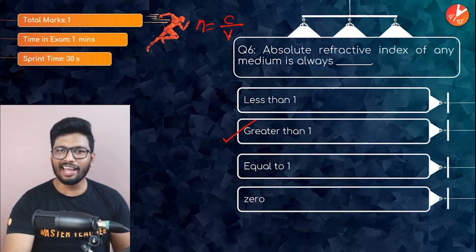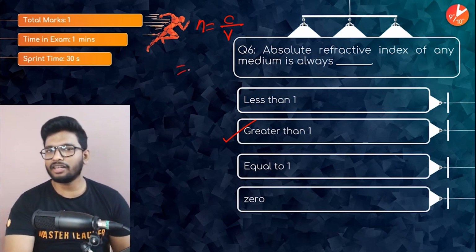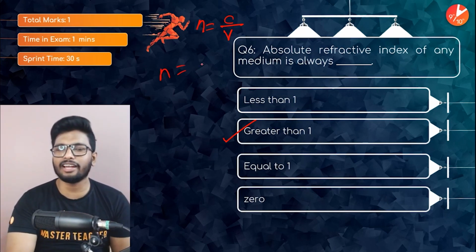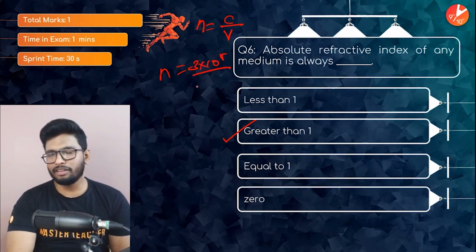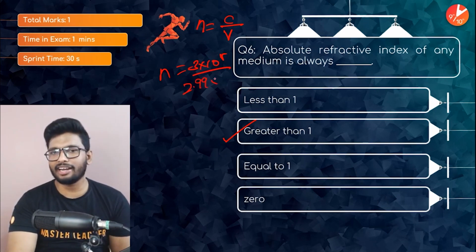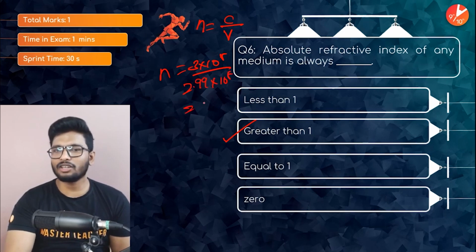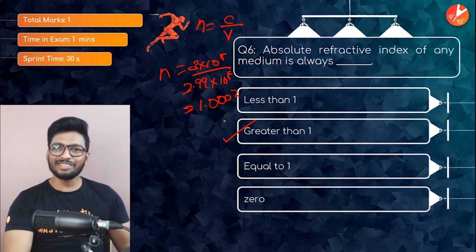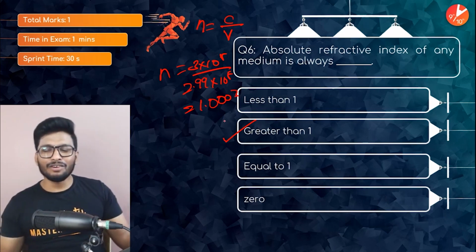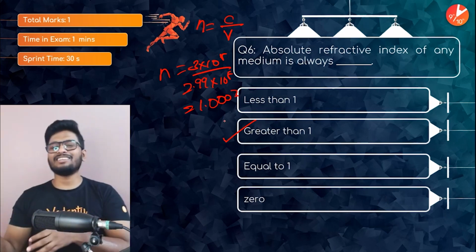Even if you talk about air, the absolute refractive index of air is 3 into 10 to the power of 8, that is the speed of light in vacuum, divided by the speed of light in air, which is nothing but 2.99 into 10 to the power of 8. If you divide this, guys, you'll get 1.0003, which is still greater than 1. Air is the rarest medium that we know of. Even in that, the refractive index is greater than 1.